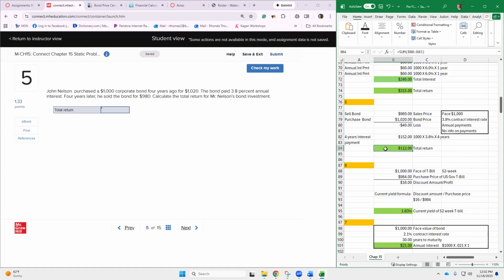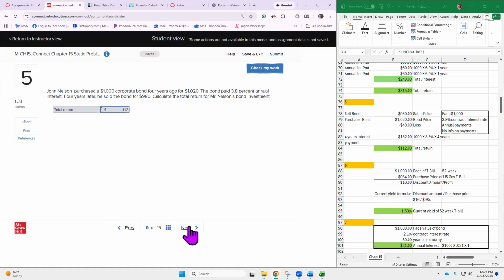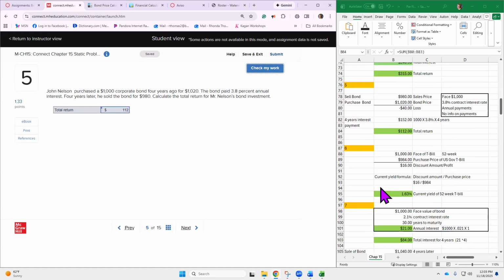And the difference between the two, right? You add these two together. So unfortunately, the loss here offsets a little bit of this interest, but he still has a positive return, just not as big as it could have been. So I got a total return of $112. Total return is always in dollars. Okay, that was number 5.